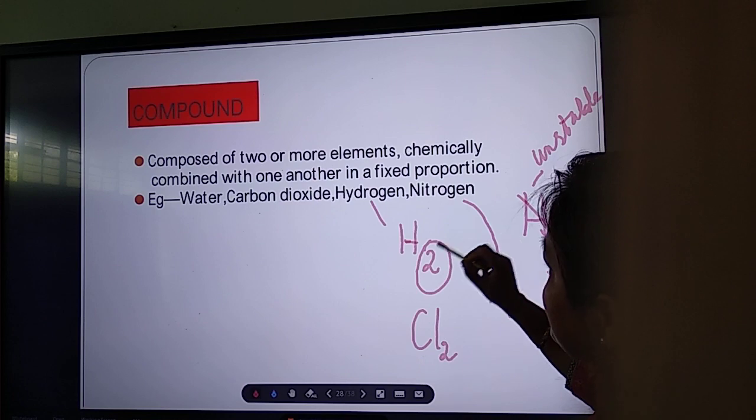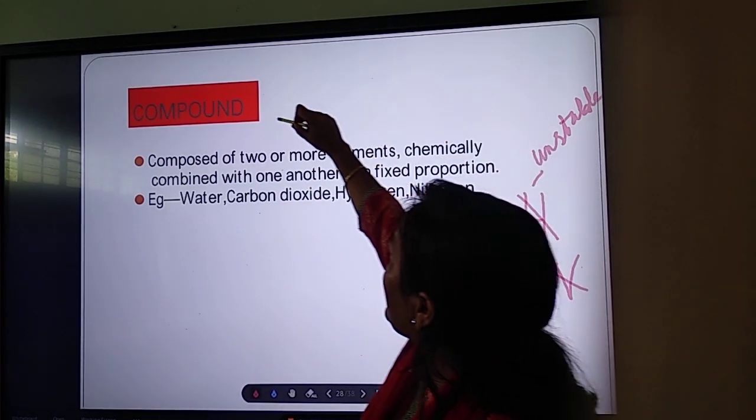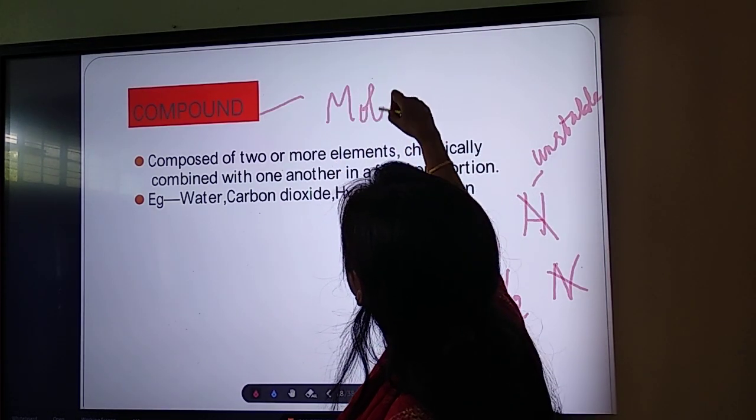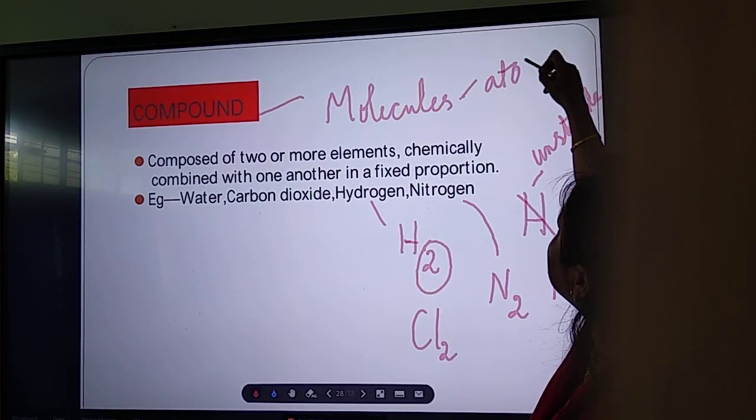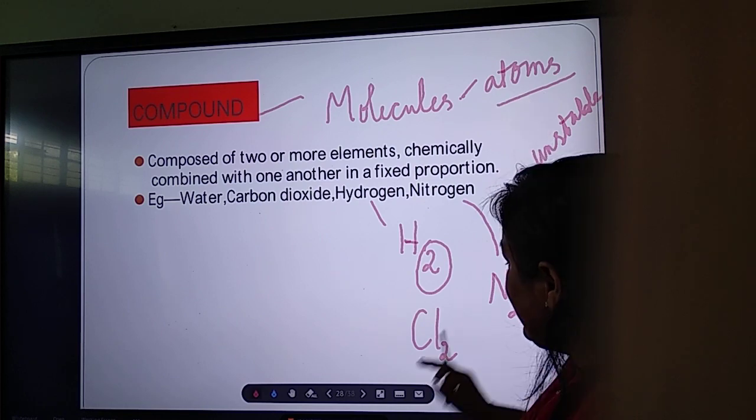So these are examples of compounds, or I can use another term, molecules. You know what molecules are? Molecules are made up of 2 or more atoms.